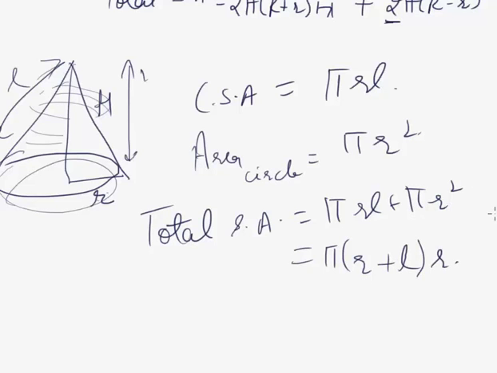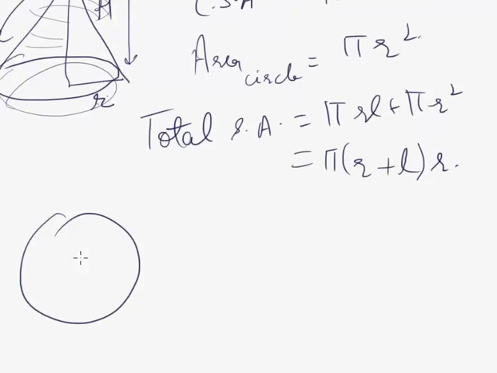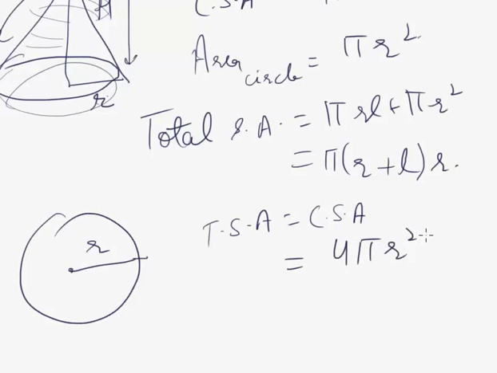Similarly, if we have a sphere of radius r, a solid sphere, its total surface area is the same as its curved surface area because there is only one surface, that is the area of this sphere or the curved part. It will be 4 pi r square.